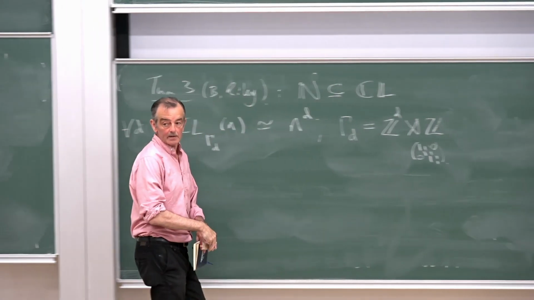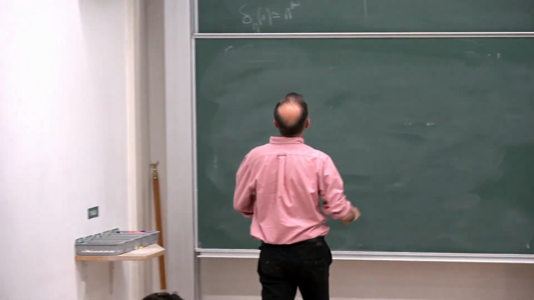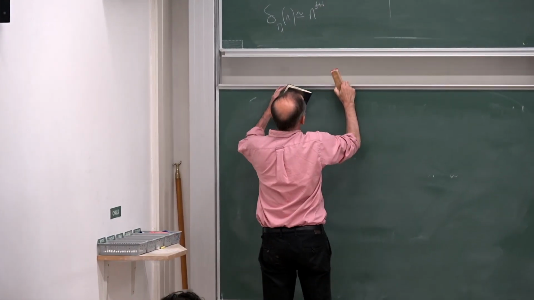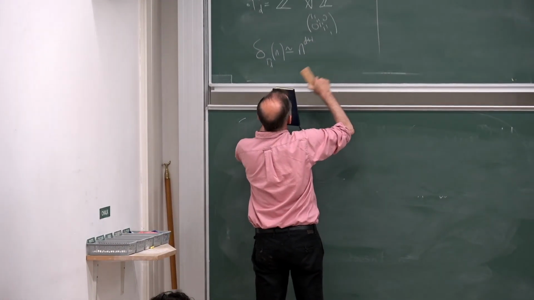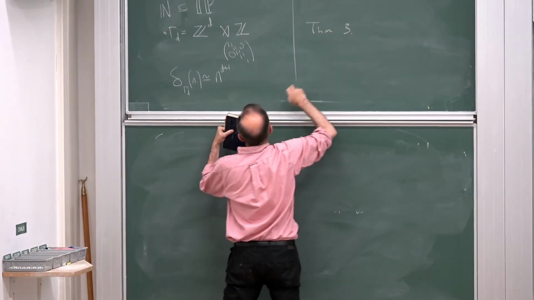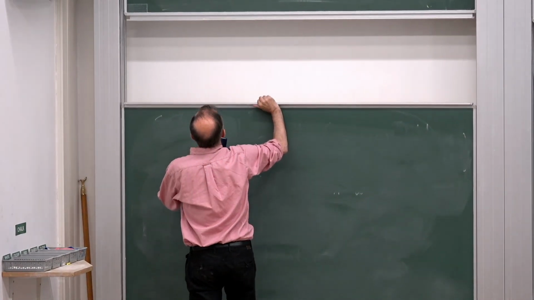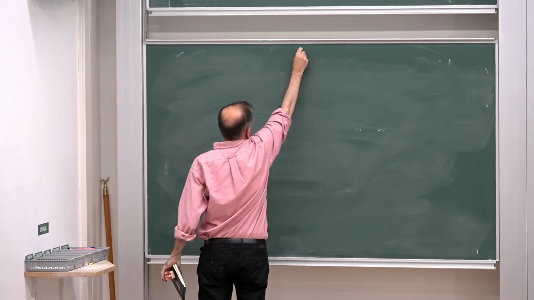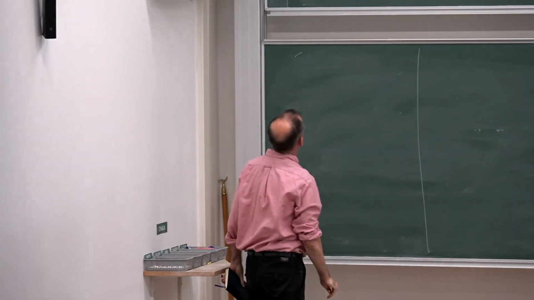Okay. I'm going to try and explain some of the geometry of that too. So you can get any integer exponent. Okay, so let's do 3 there. Now, what about arbitrary nilpotent groups?